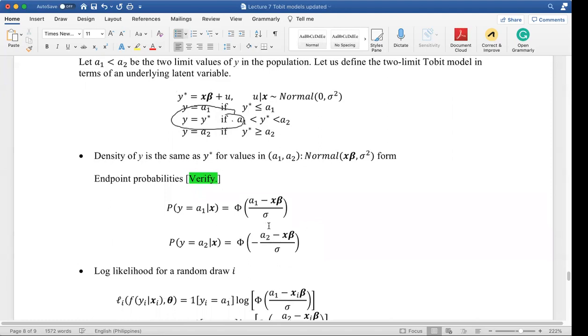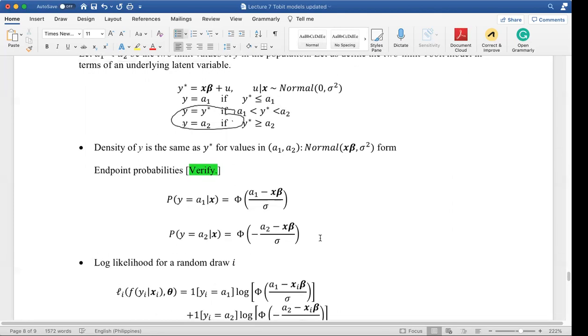How about the endpoints? As we have worked with the probit model and also the Tobit model, the probability that y is equal to a sub 1 given x is the CDF evaluated at this. And at the upper limit, a sub 2, the probability is the CDF evaluated at this. Note that the CDFs have values between 0 and 1. Therefore, these probabilities would also be values between 0 and 1.